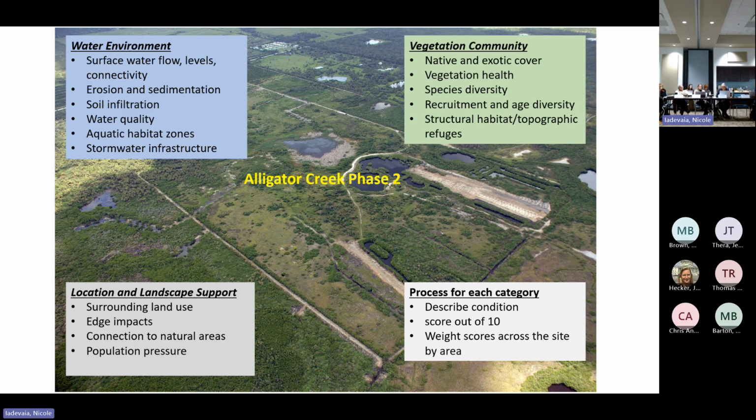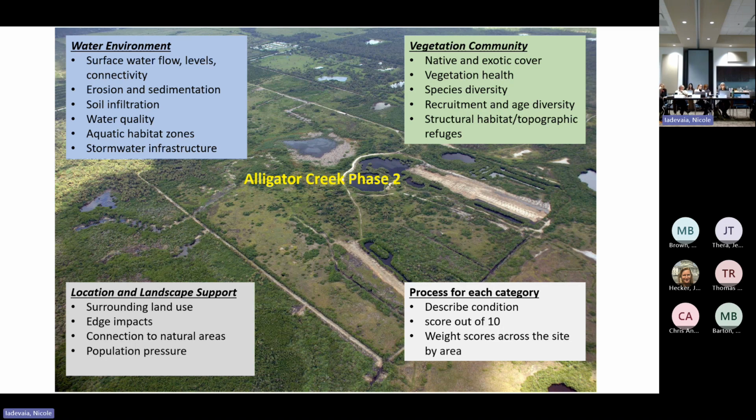Our water environment will go up to the top left there. So the types of things we're looking at there: surface water flows, levels, connectivity. So Alligator Creek, the background picture, that phase involved a lot of filling in ditches and bringing that grade back up to allow sheet flow across the site. So we might look at, are we seeing indicators that water is moving across that landscape? We will see that in terms of the vegetation assemblage. We'll see that in terms of, is there evidence of the area being wet when it's meant to be wet?